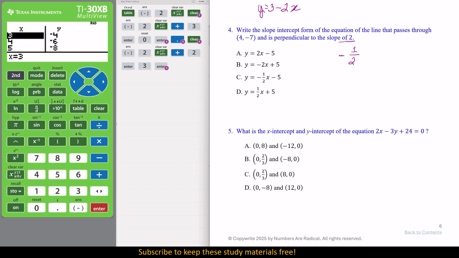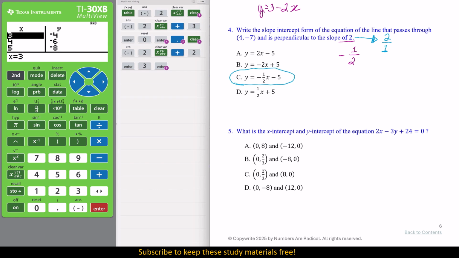Now, if you don't remember, every whole number can be written as the whole number over 1. There is an imaginary 1 under every whole number, per se. So 2 is equal to 2 over 1, which is a fraction. So create the reciprocal, flipping it over, and slap a negative on it, and that is the slope you're looking for. And there's only one option, and that would be C.